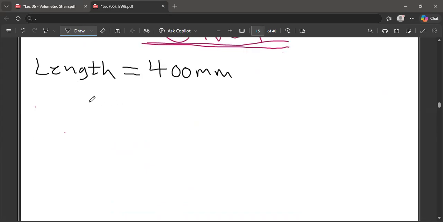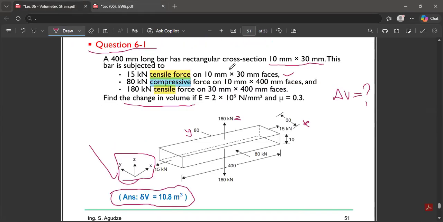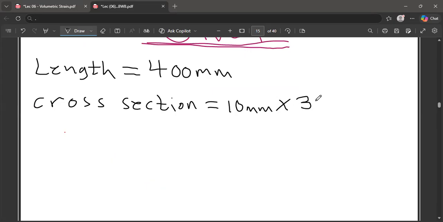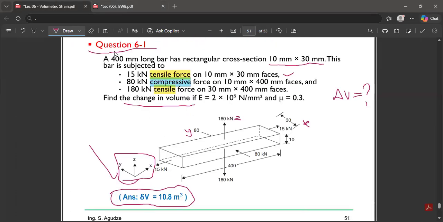And the cross section we saw over here, you see that the cross section is 10 millimeter by 30 millimeter. So let's put that down. This is the cross section, that is the 10 millimeters by 30 millimeters. This is the same as the L you are seeing over there. Let's go back to our question.